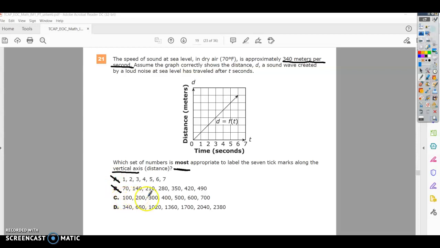And then using 100, 200 up to 700 would probably be okay. But if we know that it goes 340 meters per second, 340 times 2 is 680. 680 plus 340 is this. So this would be the most appropriate set for this information. So your best answer for number 21 is D.